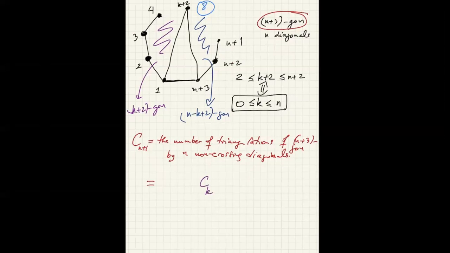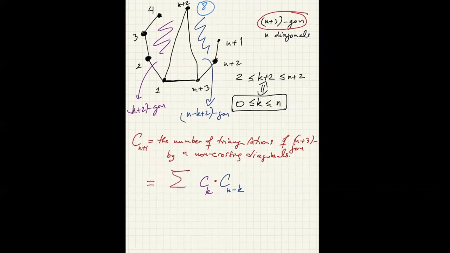And any triangulation that we have here in the purple can be matched with any triangulation that we have on the right in dark blue. So it's going to be Ck times Cn minus k. Again, the Ck counts triangulations of a (k plus 2)-gon, and the Cn minus k counts the number of triangulations of an (n minus k plus 2)-gon. So that's why we have a product here, because any triangulation on the purple can be paired up with any triangulation in the blue. And then as this k takes different values, you get different triangulations, so you have to sum them up.